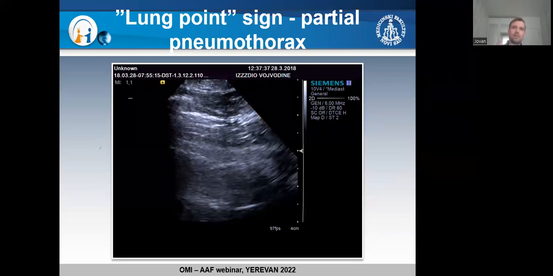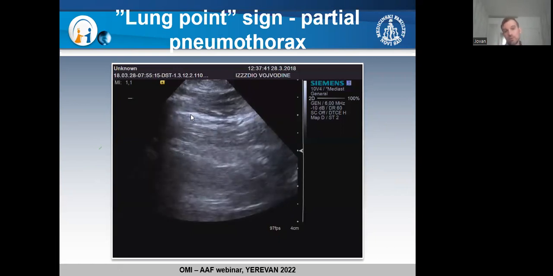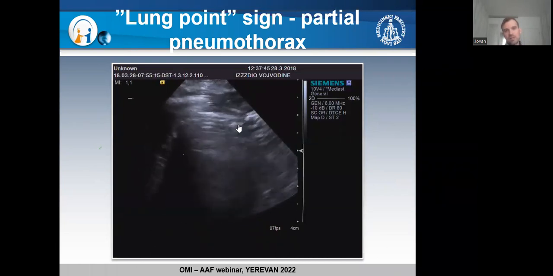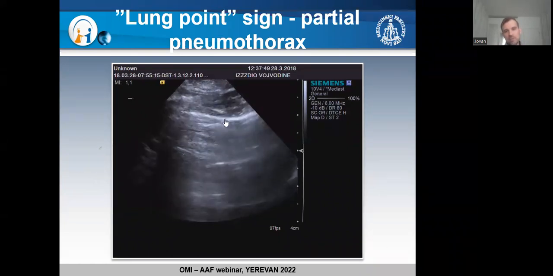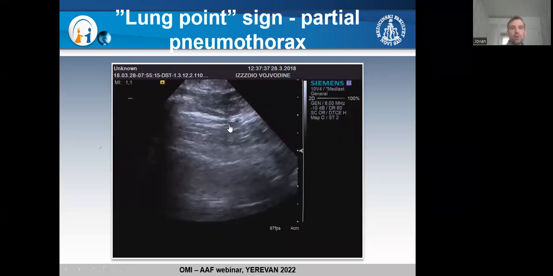One of the signs of partial pneumothorax is the lung point sign. This is a very, very nice example of lung point sign. Look, there is no lung sliding on your left up to this point, and from time to time you get lung sliding to this point. So this is a lung point between the absent and preserved lung sliding sign. So this is a sign of just partial, not complete, but partial pneumothorax.